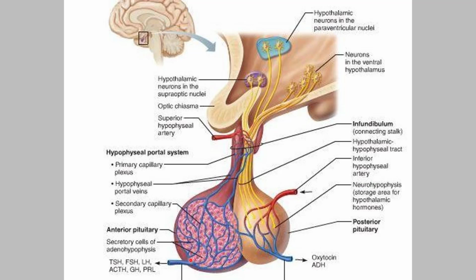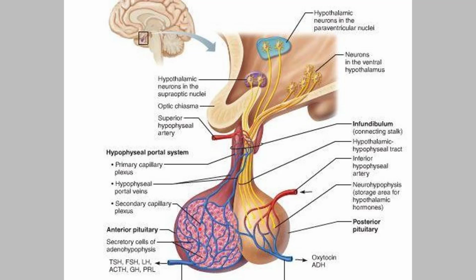Now over here, on the other side, this is the anterior pituitary gland. And the anterior pituitary gland is sometimes called the adenohypophysis.